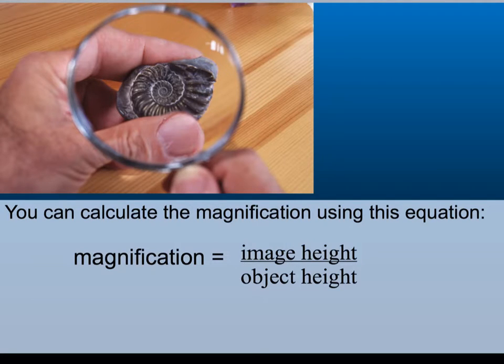You can calculate the magnification of a lens using this equation. The magnification equals the image height divided by the original object's height. Magnification has no units, as here we've got a height divided by a height, so the units will cancel out.